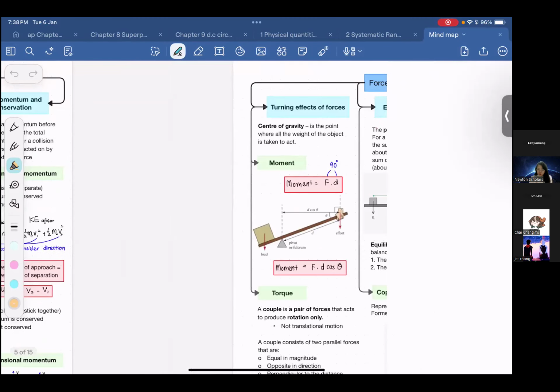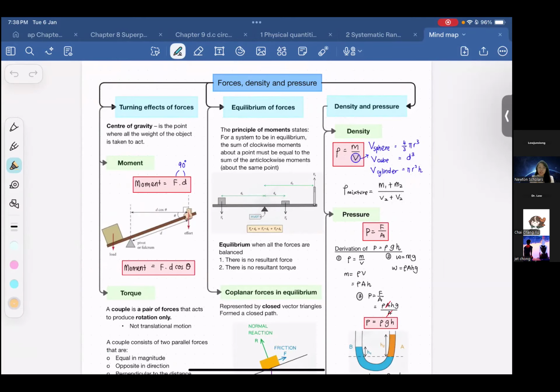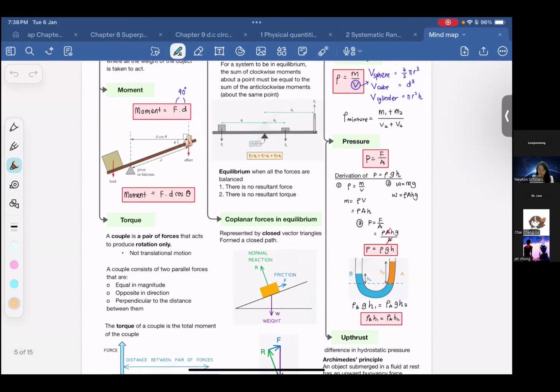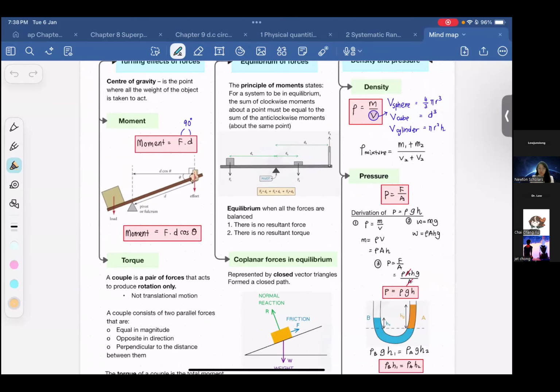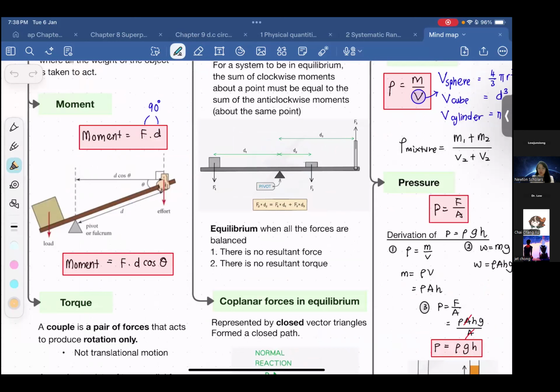Then chapter 4 is about force, density, and pressure. For force, we learn about turning effect, moments. But the moments that we learn are no longer in the horizontal. We will have certain angles, so again you need to resolve it, and only in the correct directions can you continue to solve it.